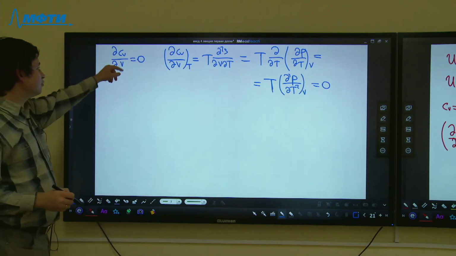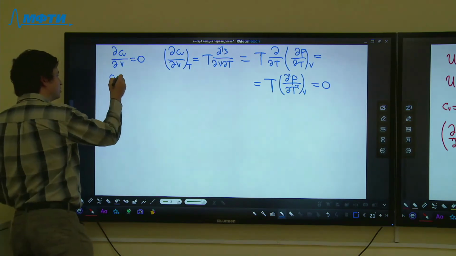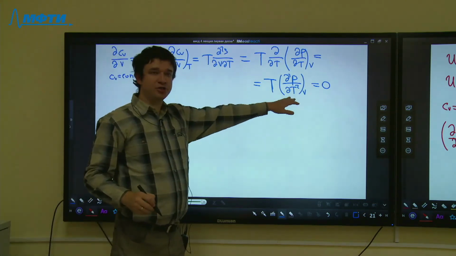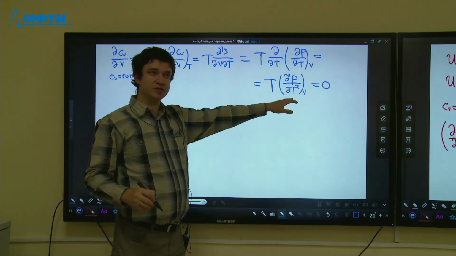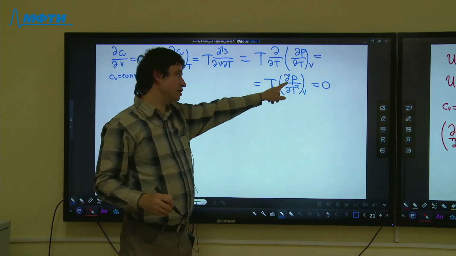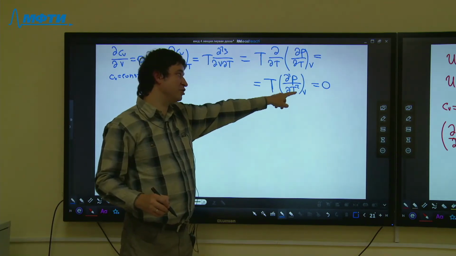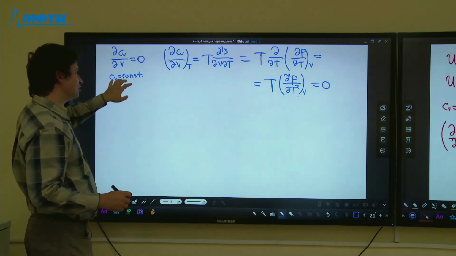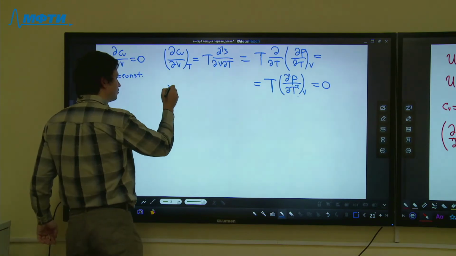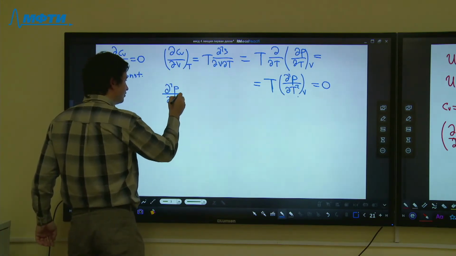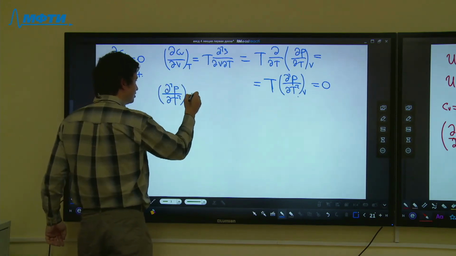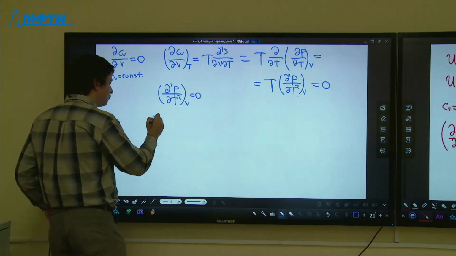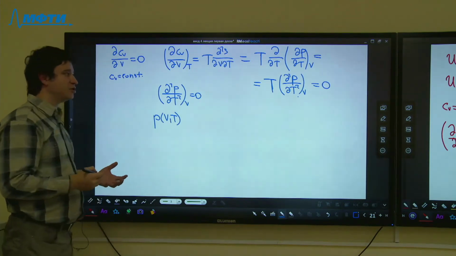dCv over dV is 0, since our Cv is constant. This equation imposes a restriction on the equation of state, or thermic equation of state, since it postulates that the second derivative of pressure over temperature at constant volume should be 0. That's already a restriction from a single condition, that Cv equals constant. So I can write that the second derivative of pressure over temperature at constant volume is 0. And from this condition, I can infer what the pressure as a function of volume and temperature looks like.